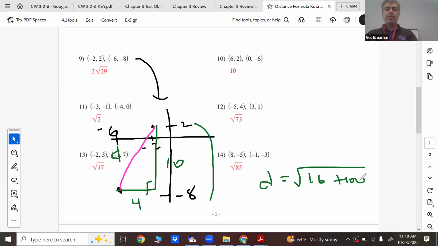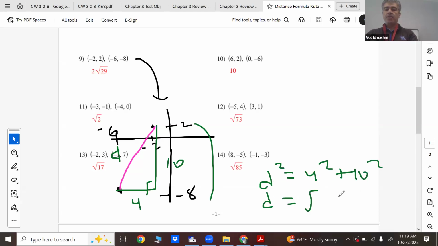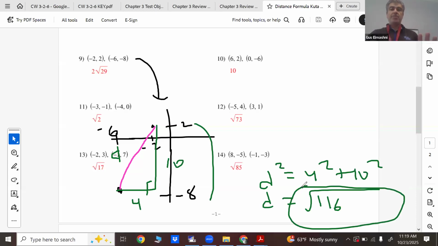Why am I square rooting? Because D squared equals 4 squared plus 10 squared. In order to get rid of the square on the D, you take the square root. So you get the square root of 116. Now, the one thing we will ask you guys is to not leave your answer like that. You still have to take it a step further. Simplifying radicals. That's why we did that in the previous 2 units.